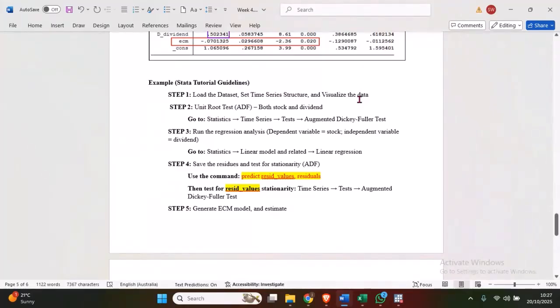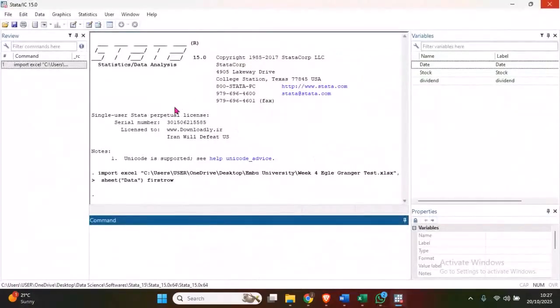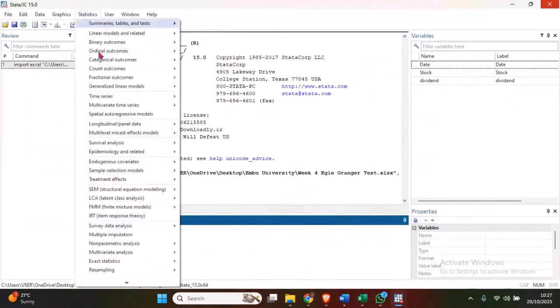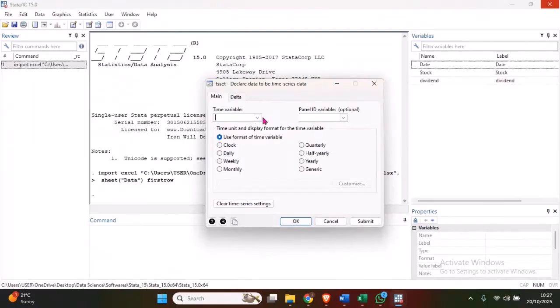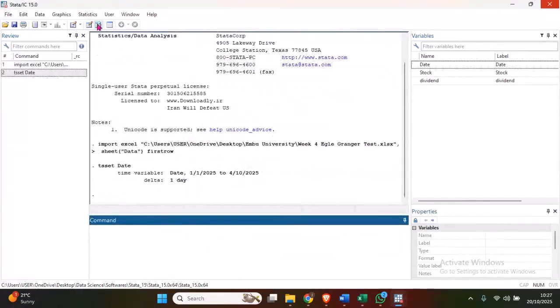So what we do here, we have already loaded the data. So we set the time. We declare the data set as time series data, meaning we set the time variable as date, and then we click OK. Then we can visualize the data.